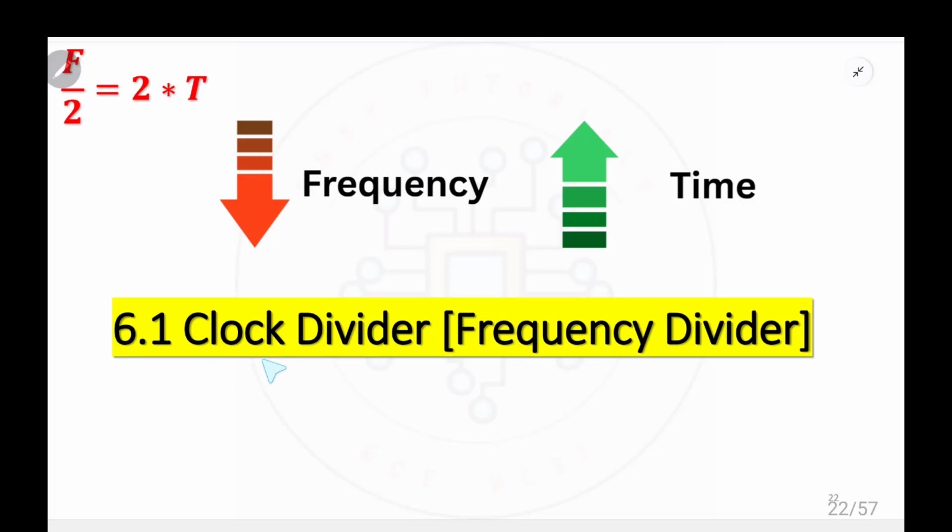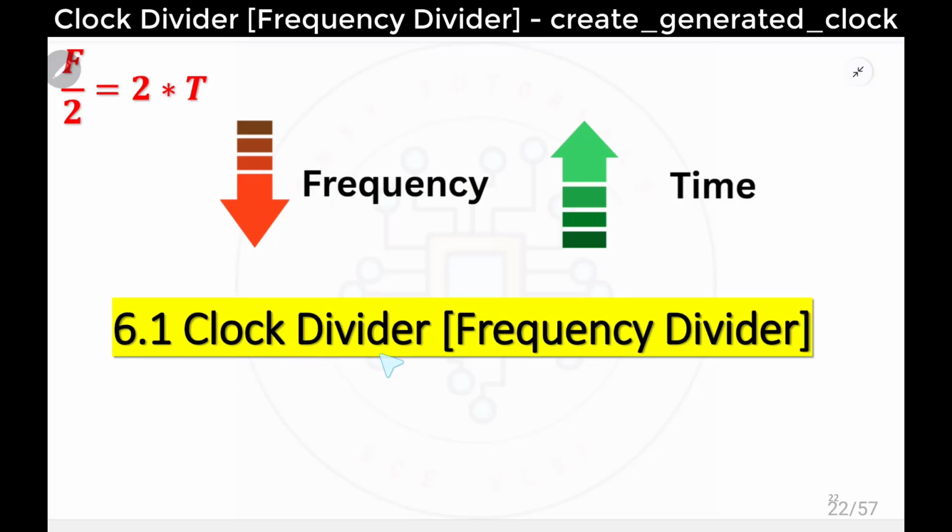Now let us see in detail what is meant by clock divider. So clock divider is also called as frequency divider. That is, whenever frequency is getting reduced, time period will be increasing. Why? Because frequency is inversely proportional to time period. So if you are dividing frequency by 2, simply time period will get multiplied by 2.